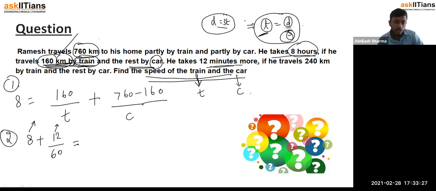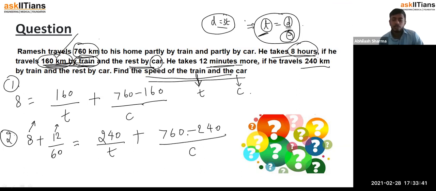So this time would be equal to, for 240 kilometers by train, the time taken inside the train would be distance upon speed of train. Then how much distance will remain? This much will remain that he travels by car, so this much time he spends using the car. Okay, so now how can we solve this given equation? It's actually very easy. 1 by t we can put as x, 1 by c you can put as y.